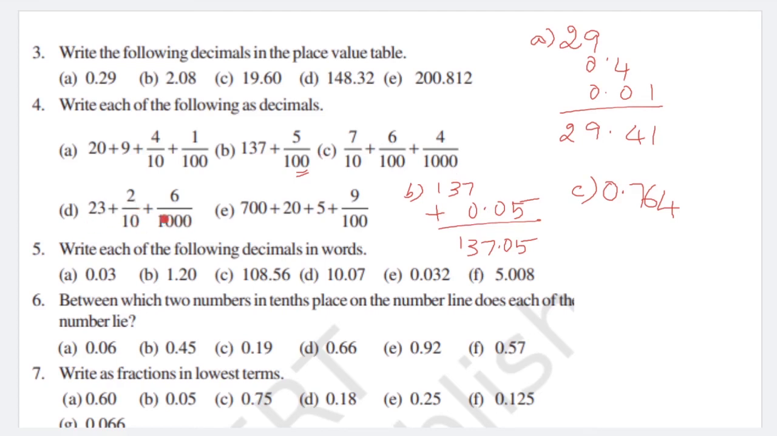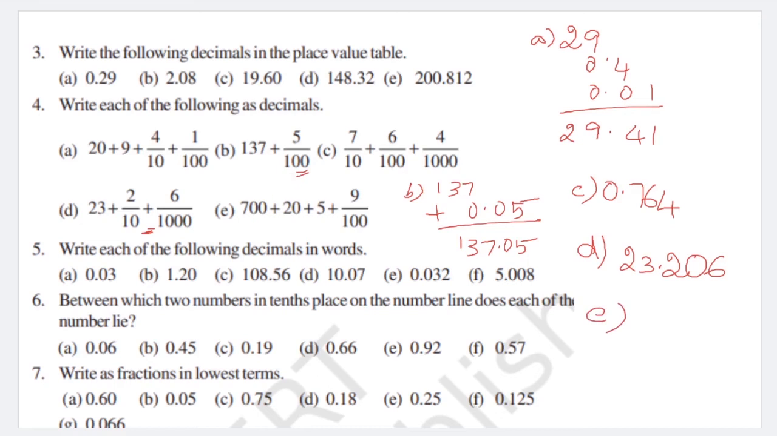The next one is 23, 2 by 10, 6 by 1000. You don't have any hundredths place. See, 1 by 100 place is 0. So you'll have to write a 0 in between 2 and 6. So the answer will be 23.2. There is no hundredths place, there is nothing, so you'll place a 0. In the thousandths place you have 6. So you'll put like this. 23.206 will be the answer.